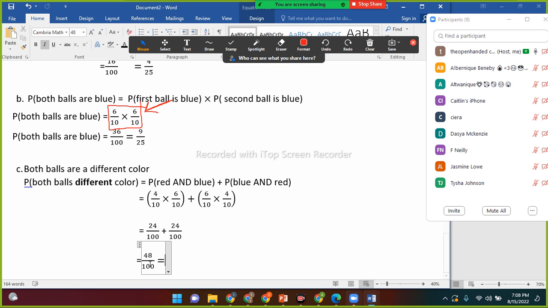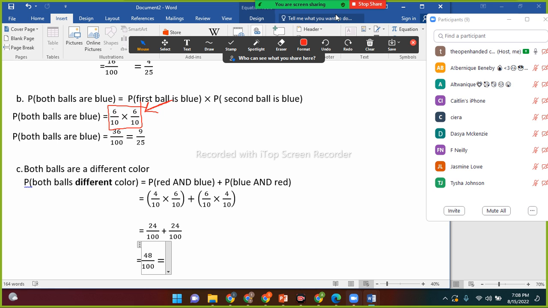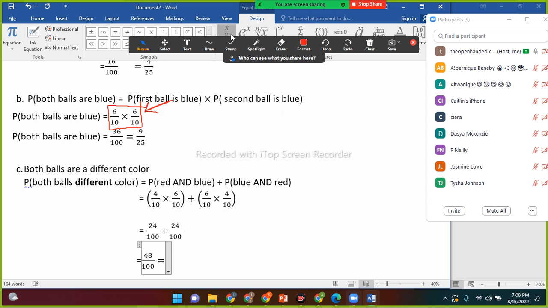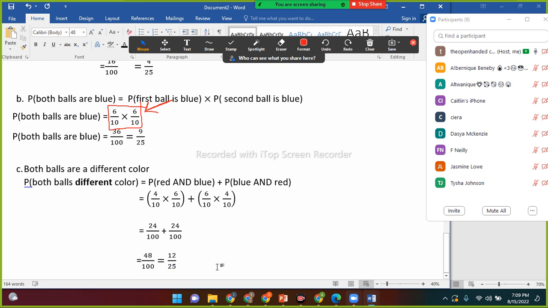What could we use? We could use 4. So 48 divided by 4 is 12, and 100 divided by 4 is 25. So the answer is 12 over 25.